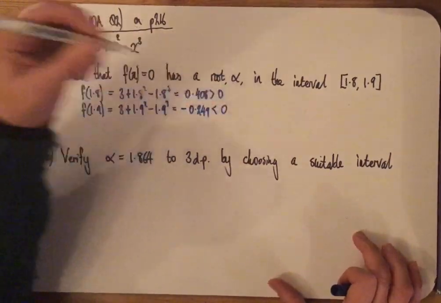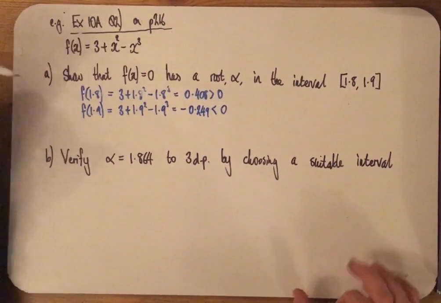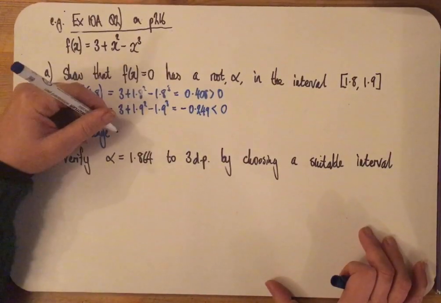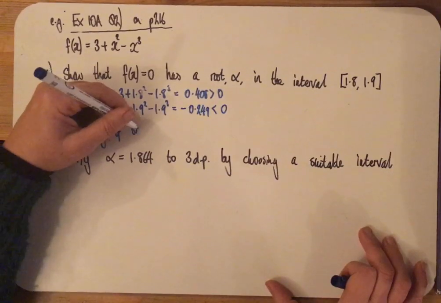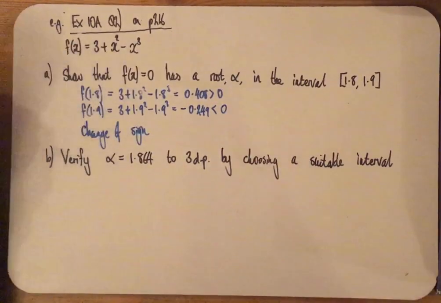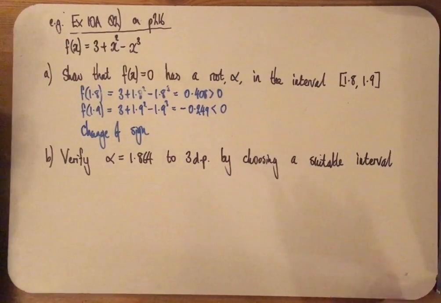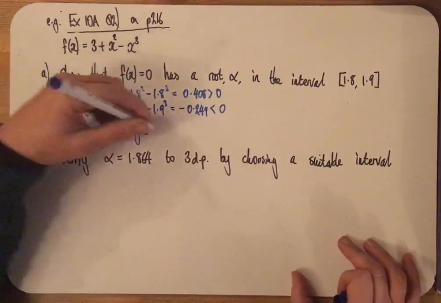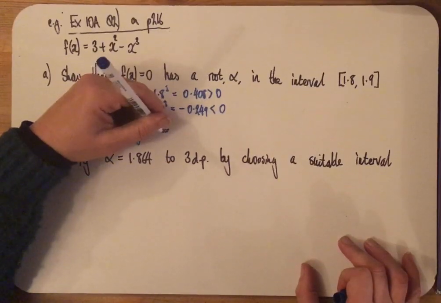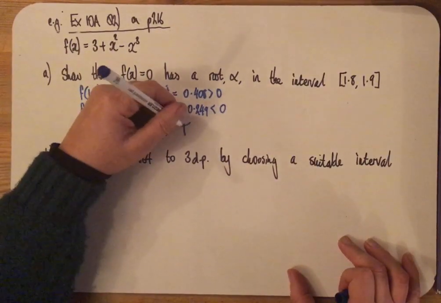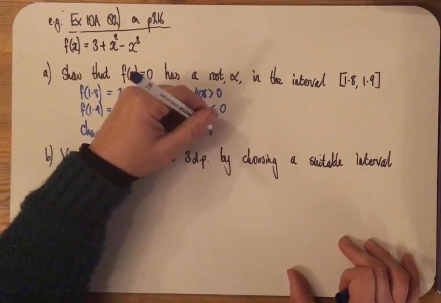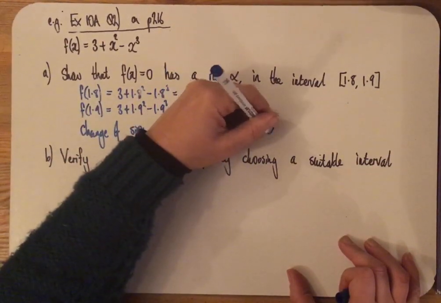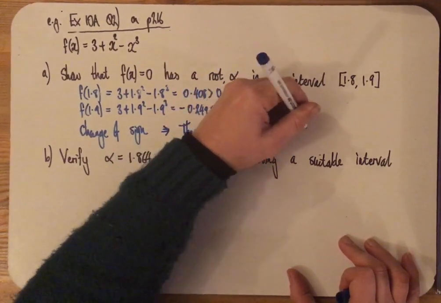Less than 0. Just check, yep, f is continuous, but you definitely need to write down change of sign. It's a cubic, so it's continuous. Just be careful if you're dividing by x or something like that. So change of sign implies there is a root alpha in 1.8, 1.9.